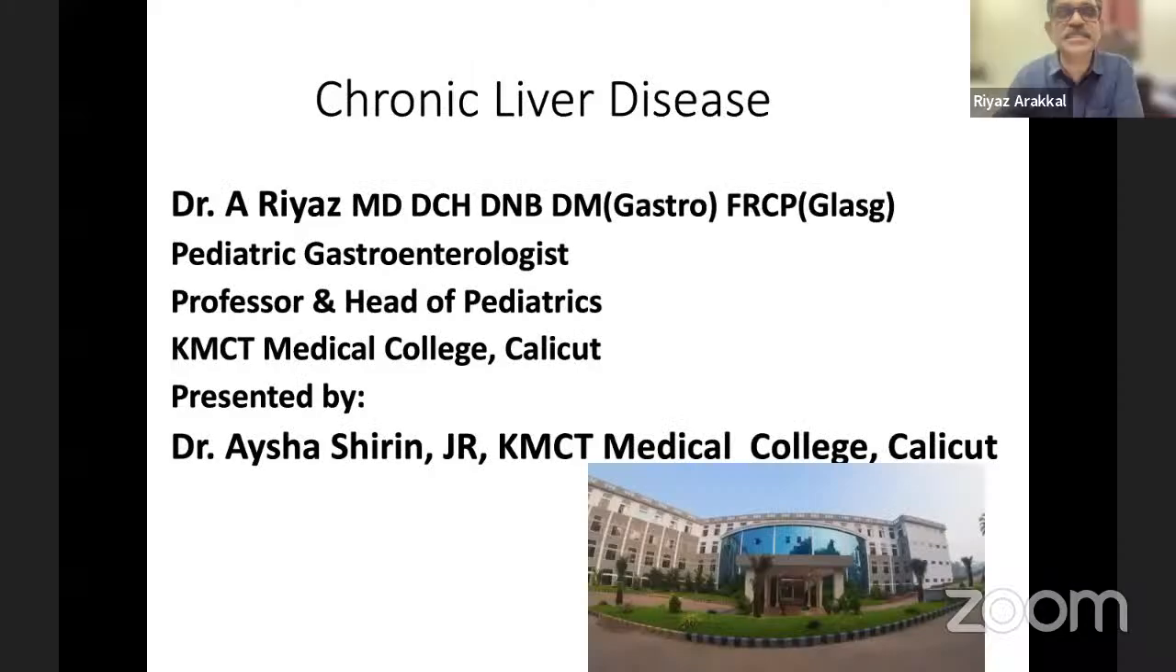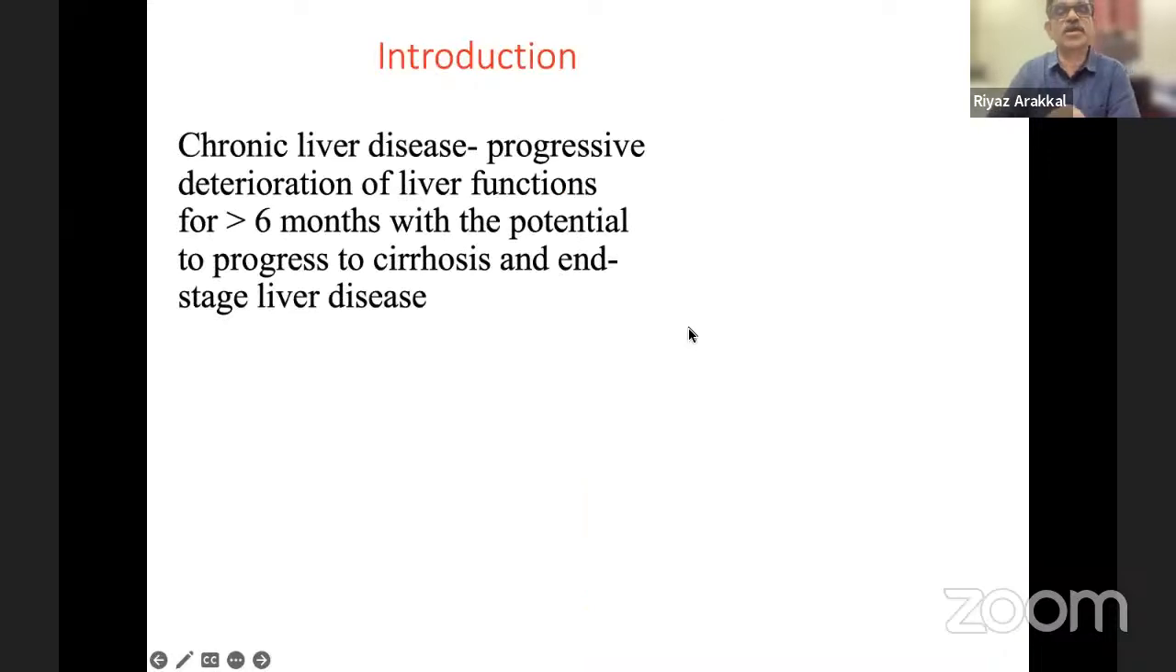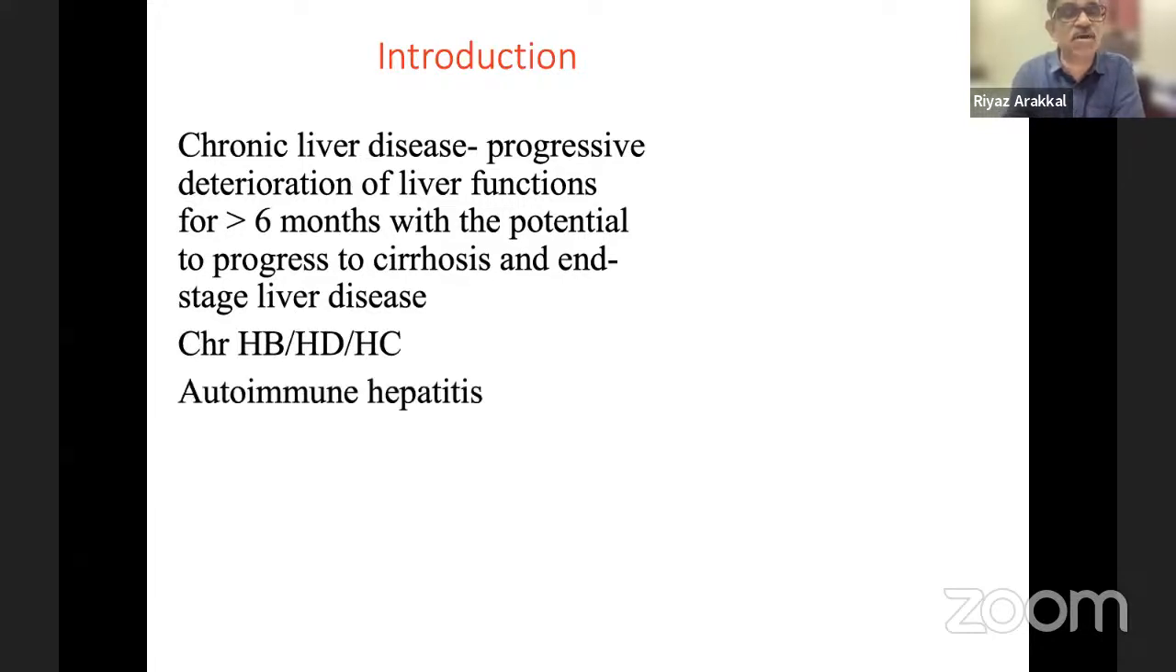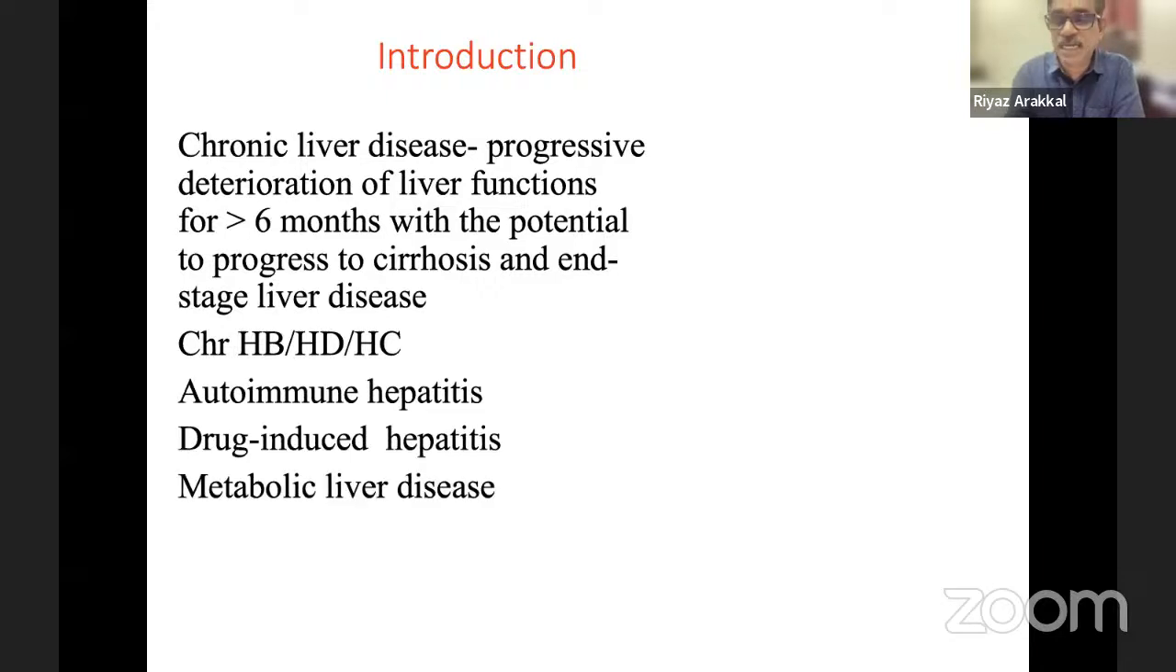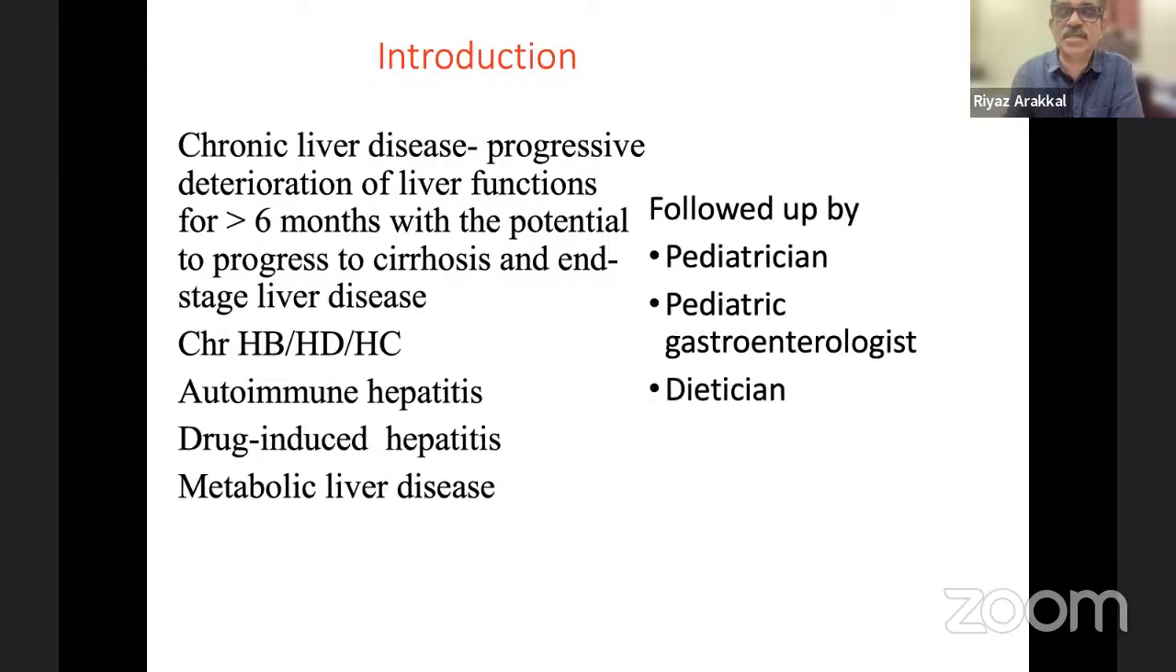Discussing a child with chronic liver disease. Well, so what is chronic liver disease? This is a progressive deterioration of liver functions for a period of more than 6 months, with the potential to progress to cirrhosis and end-stage liver disease, which may subsequently require even liver transplantation. This may be caused by several causes: various types of infections, autoimmune hepatitis, various drugs, and various metabolic liver diseases. So these children should be followed up by the primary pediatrician with the help of the pediatric gastroenterologist, dietitian, and even the psychologist.